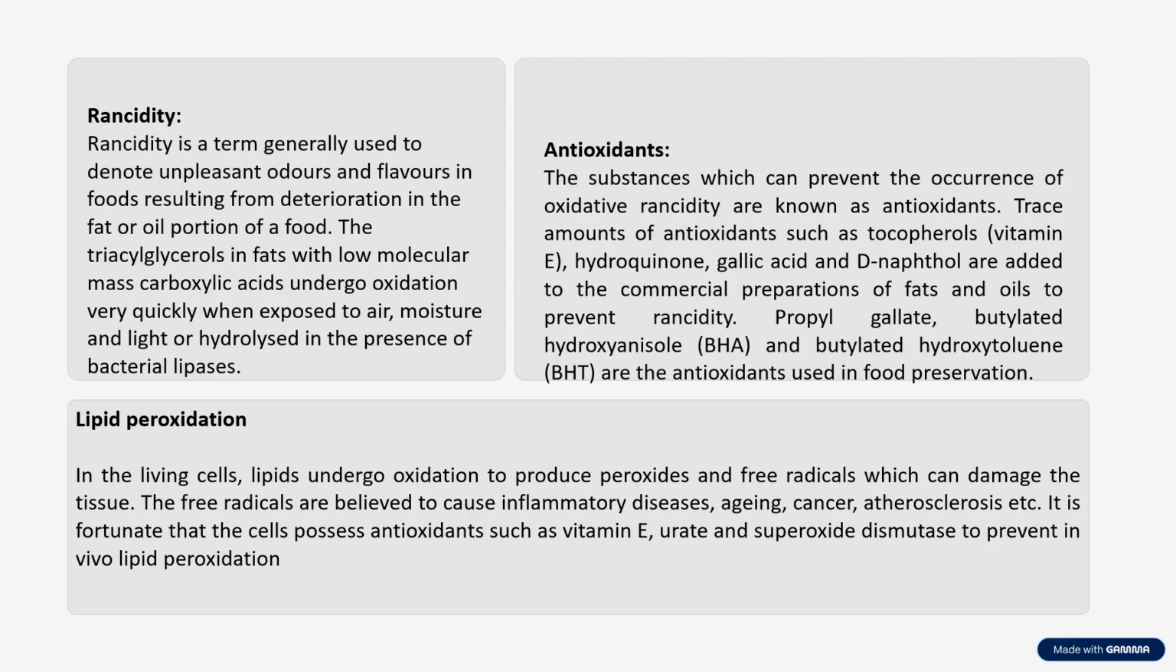Lipid peroxidation: in living cells, lipids undergo oxidation to produce peroxides and free radicals which can damage the tissue. The free radicals are believed to cause inflammatory diseases, aging, cancer, atherosclerosis, etc. It is fortunate that cells possess antioxidants such as vitamin E, urate and superoxide dismutase to prevent in vivo lipid peroxidation.